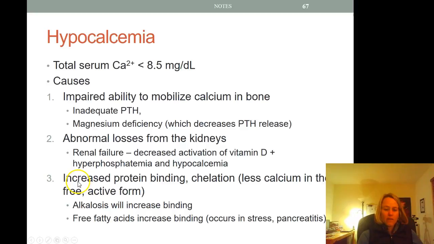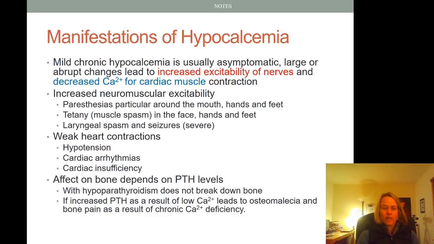And number three, we have increased protein binding or chelation, and this is going to lead to less free calcium, or less of the ionized form. Alkalosis can increase binding, and free fatty acids can increase binding, which we see with stress or pancreatitis. Okay, let's talk about the manifestations of hypocalcemia.